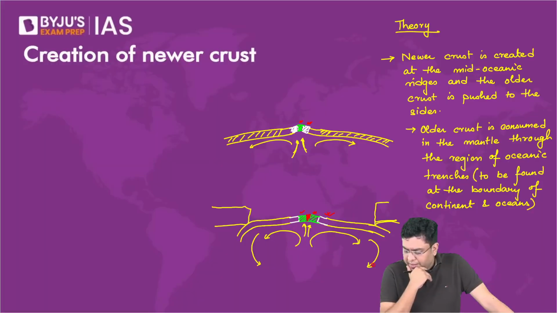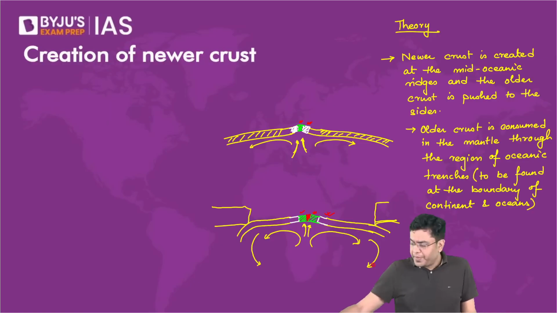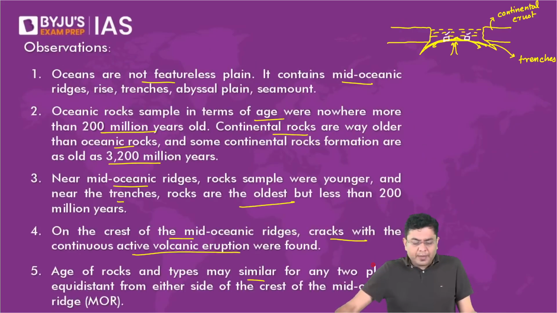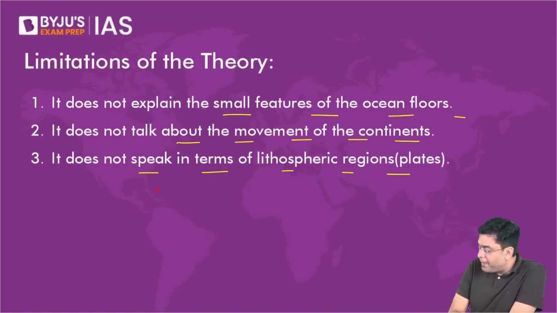Limitation, I'll get to that. How is older crust going down near the continent and ocean if there is a difference in oceanic and continental crust? Because of the convection current, it is pulled down. Okay. Now, here, he also looked into paleomagnetism. Now, what do we understand by paleomagnetism?